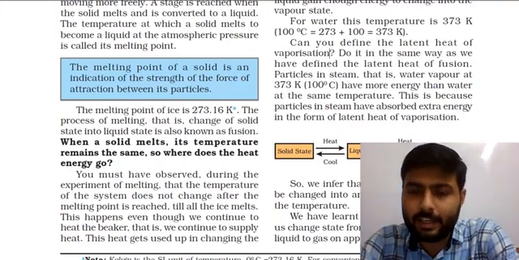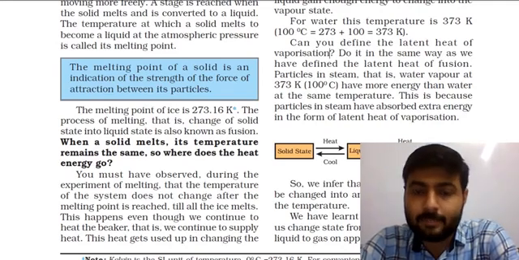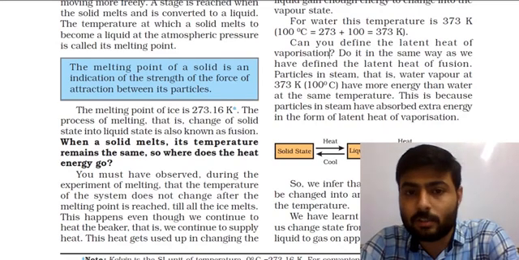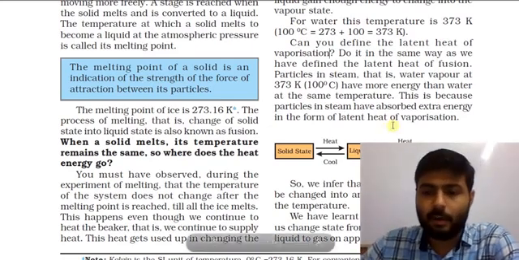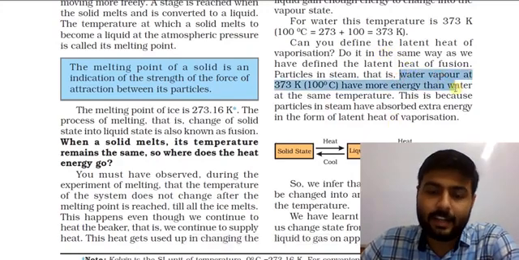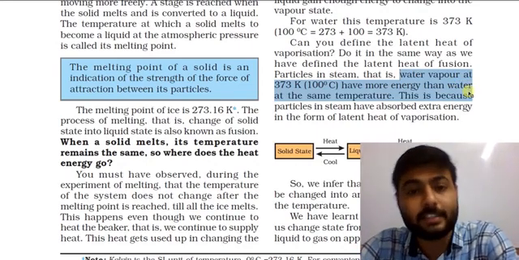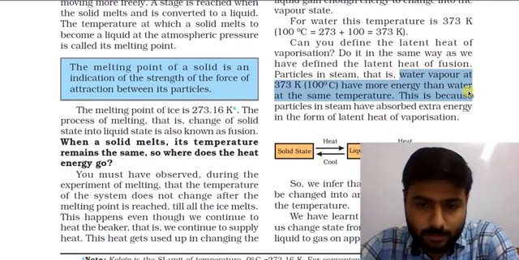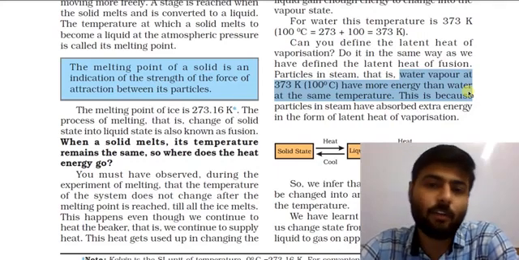As we have seen, the energy in particles of water at 0 degree centigrade is more than the energy in particles of ice at 0 degree centigrade. So here we have a similar kind of point. Water vapor at 100 degree centigrade has more energy than water at the same temperature. This is because the particles in steam have absorbed extra energy in the form of latent heat of vaporization.